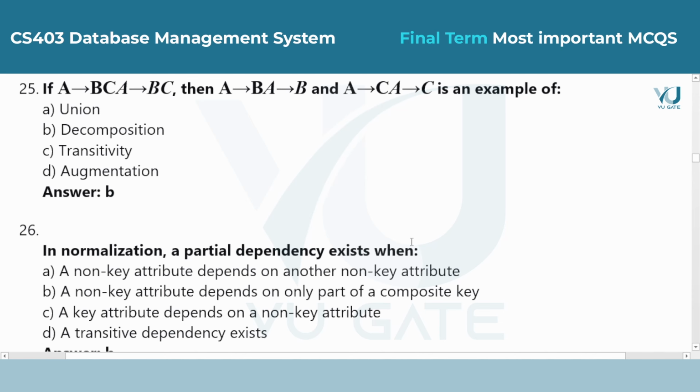Question 25. If A determines BC, then A determines B and A determines C is an example of. Answer is option B, decomposition. This rule allows us to take a complex dependency and break it into simpler individual parts.